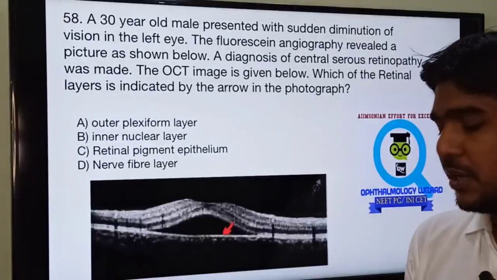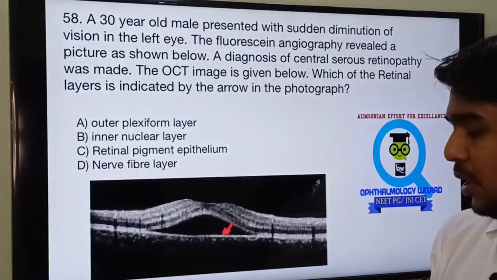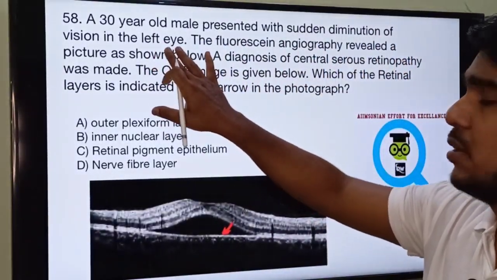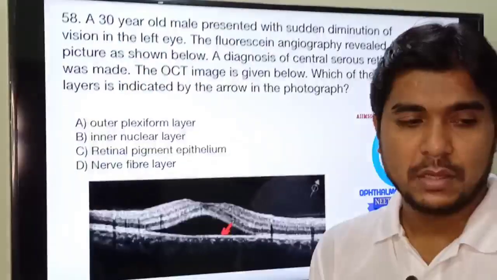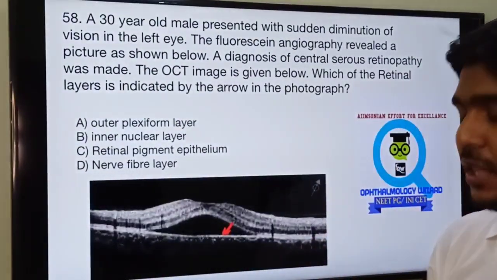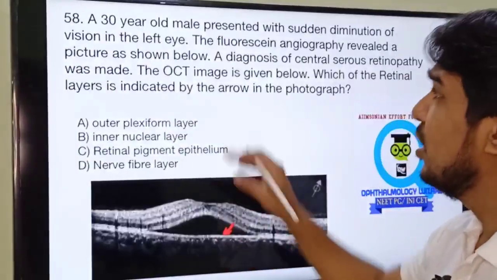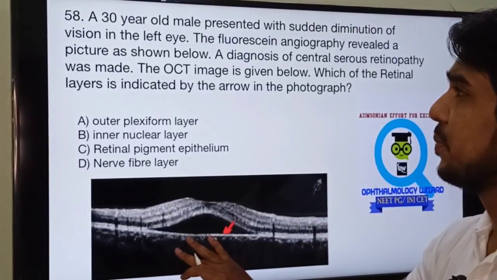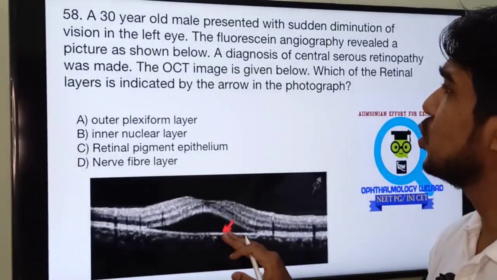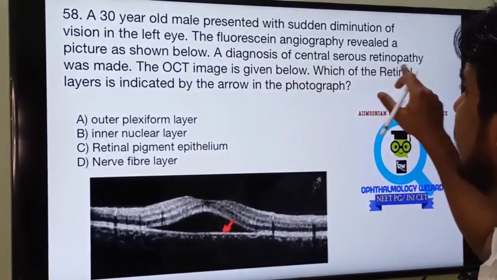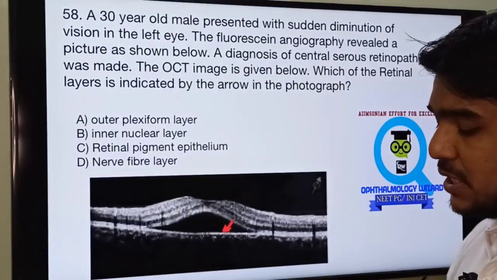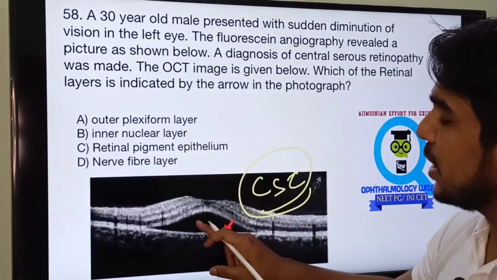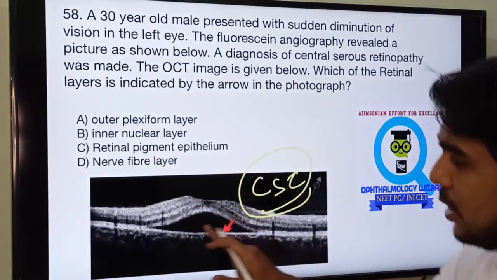Coming to question number 58: a 30-year-old male presented with sudden diminution of vision in the left eye. The fluorescein angiography revealed a picture shown here. A diagnosis of central serous retinopathy is made, which means this is CSC, where you can see serous fluid accumulating between the neurosensory retina and the RPE.